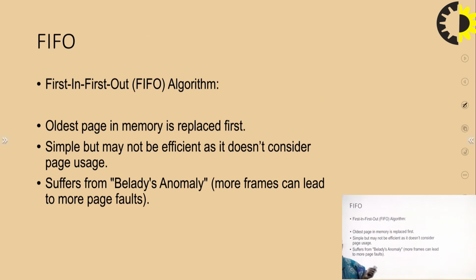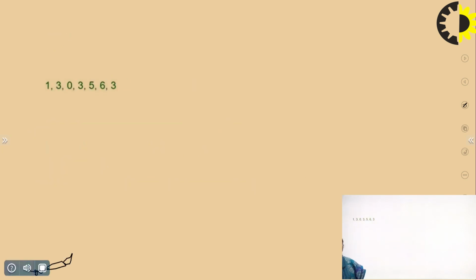Now, let's take an example of the first in, first out algorithm. What are the steps? First, the oldest page in the memory is replaced first. Simple, it is very simple. It does not consider any page usage. So, let's take an example, a simple example here.